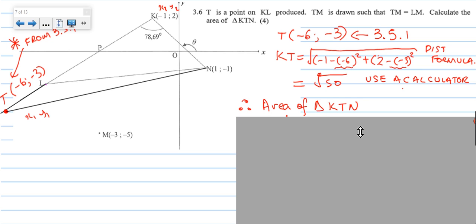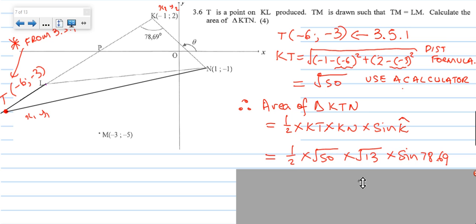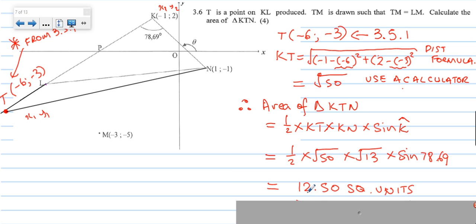Therefore, the area of triangle KTN is equal to half times KT times KN times sine of angle K. And therefore, that is equal to half times the square root of 50 times the square root of 13 times the sine of 78.69, and gives you an answer of 12,50 square units. And be careful how you apply your sine rule.